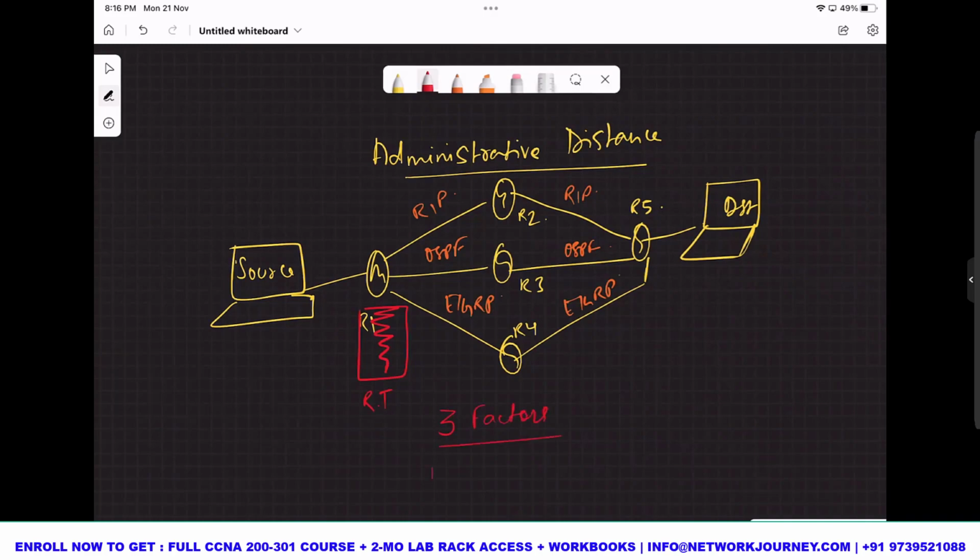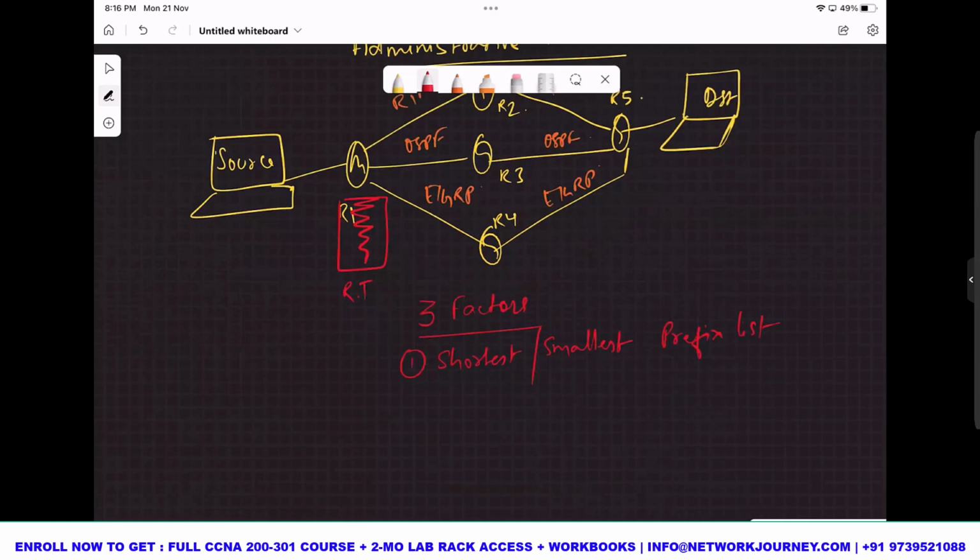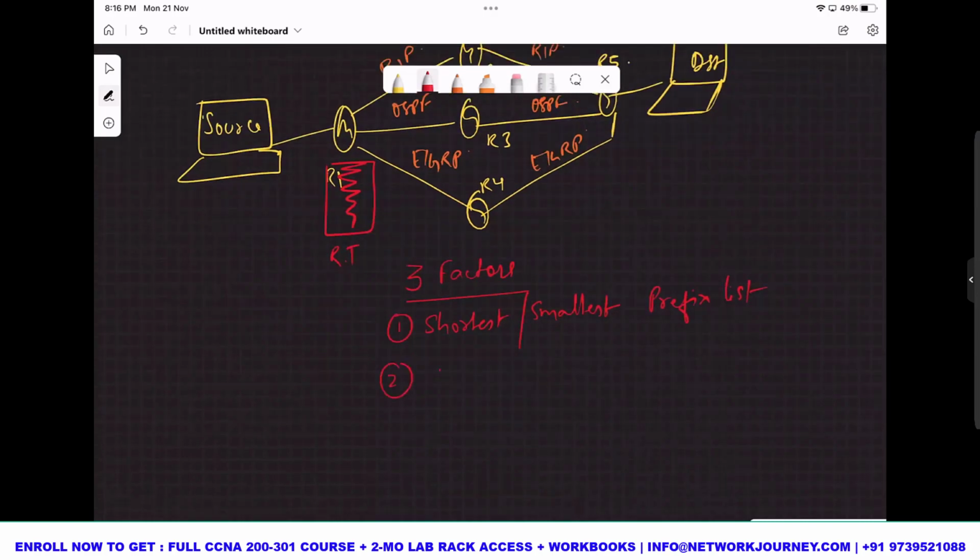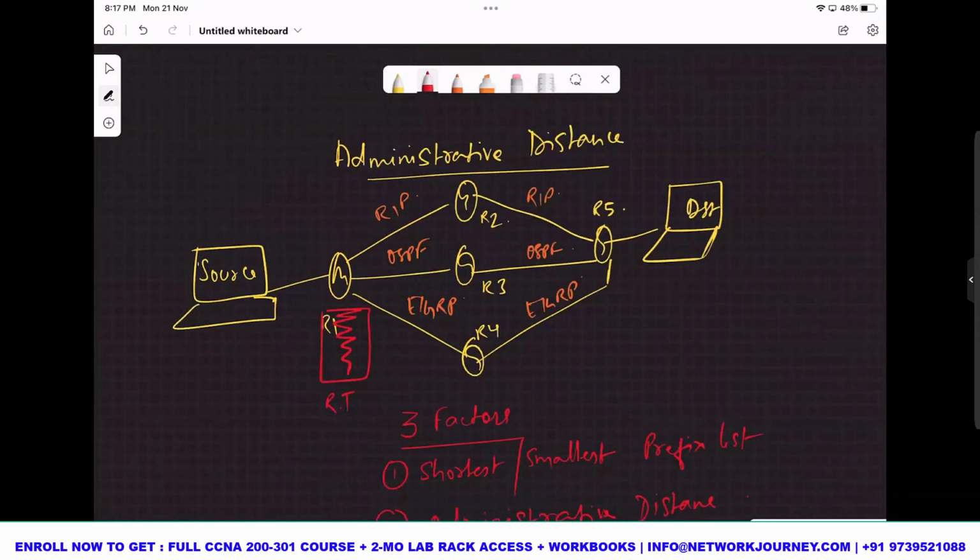Okay. One is the shortest, or the smallest, prefix list. The smaller the prefix list, the better to take it. The second is the administrative distance, the AD value. And the third is the cost. Cost is also called the metric. So let me tell you what the first method says.